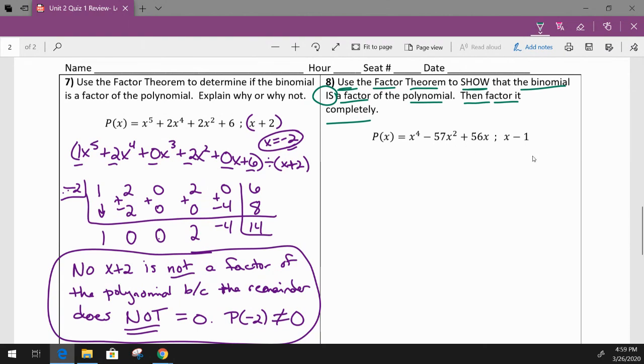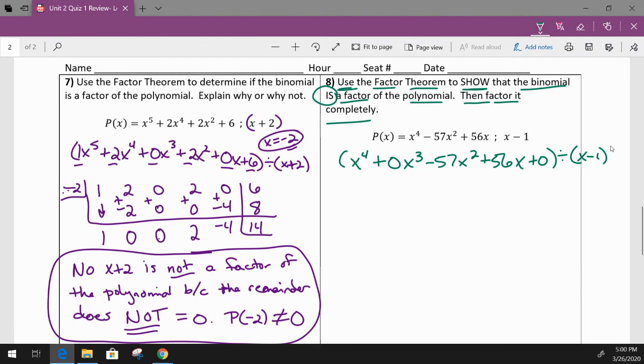So once again, we want to take our polynomial x to the 4th, and I'm going to rewrite it with any missing terms. So if you look, you're missing the x to the 3rd term again. So put plus 0 x to the 3rd, and then minus 57x squared. We do have an x to the 1st, plus 56x, but we are missing a constant. So we do have to put plus 0 for the constant. And we are dividing this now by x minus 1. So that's what we have to do with the factor theorem to show that it is a factor of the polynomial.